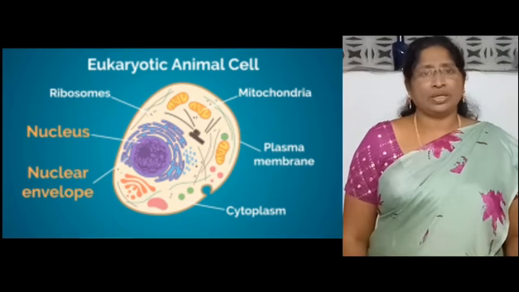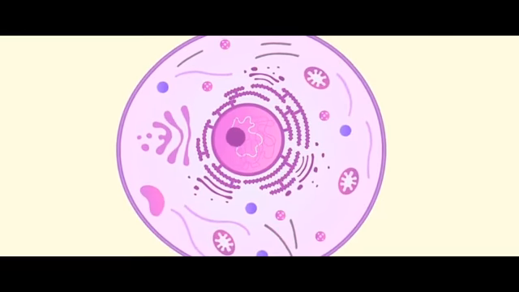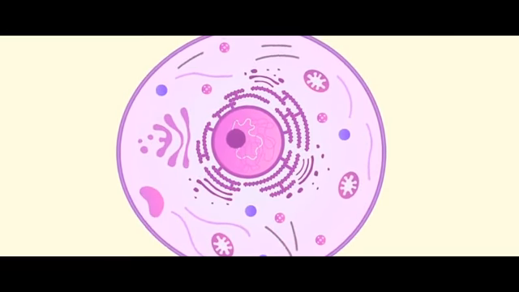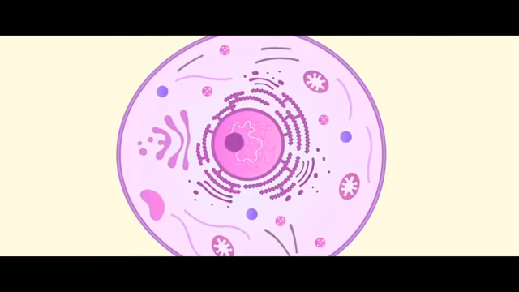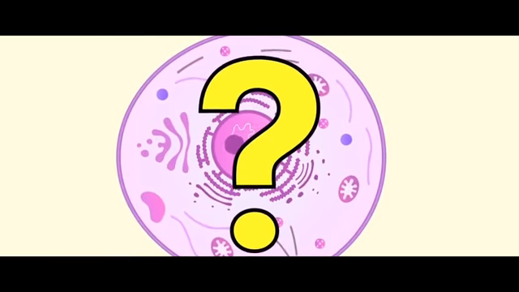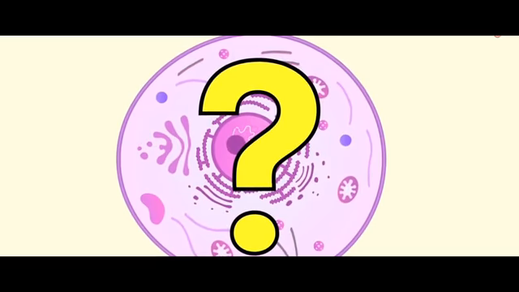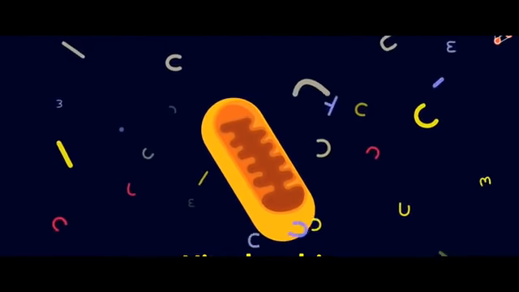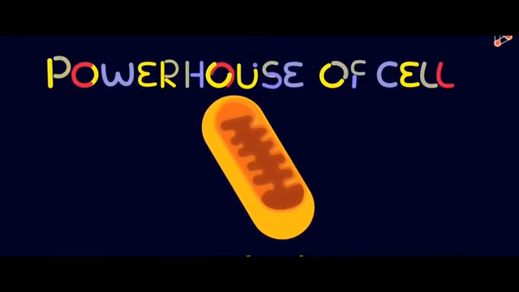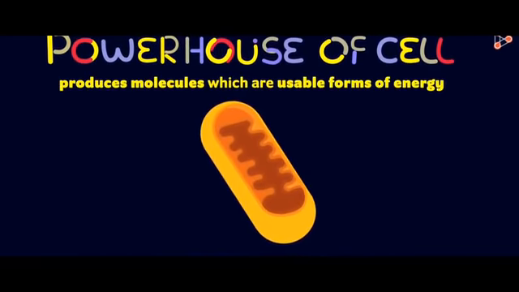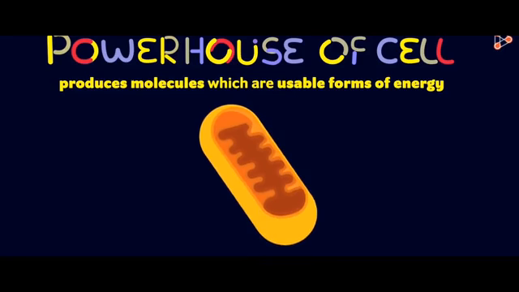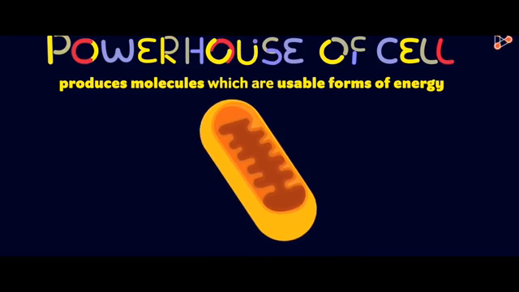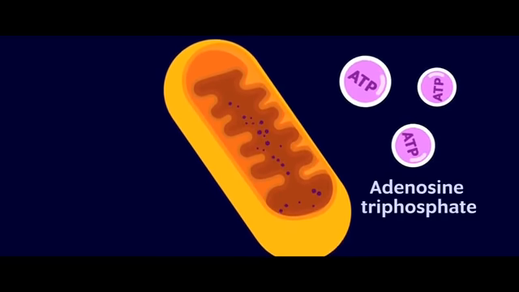Inside the cell there are so many cell organelles. Mitochondria is one of the cell organelles where cellular respiration takes place. The energy from the food molecule is generated in the mitochondria. This is called the powerhouse of the cell. During respiration, glucose is broken down and energy is released. The energy is stored in a special pack called ATP.